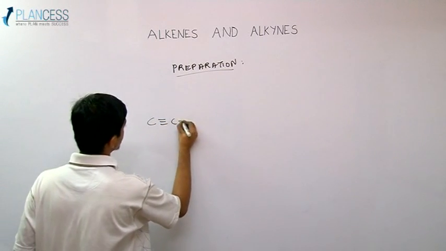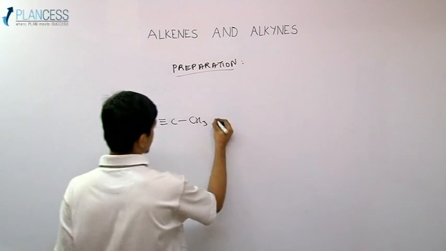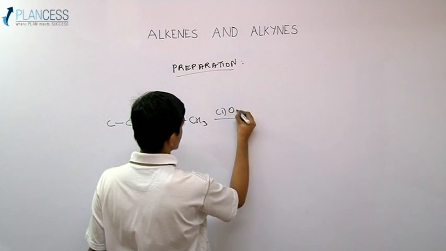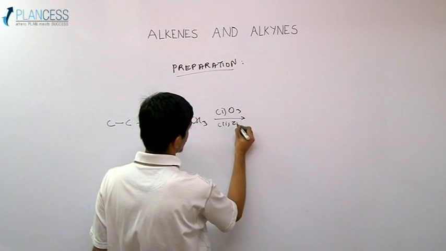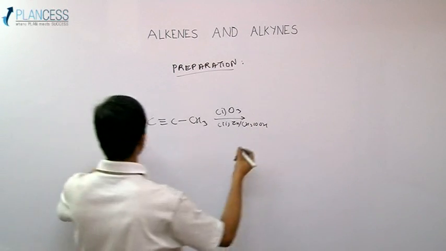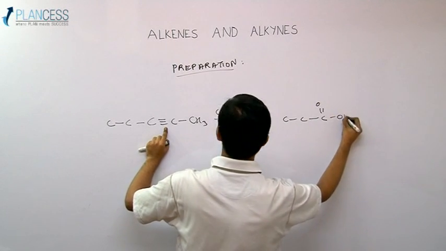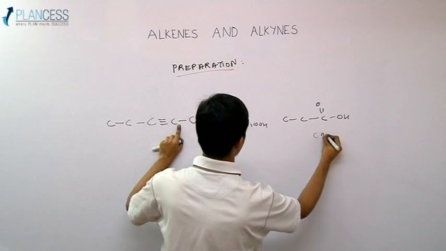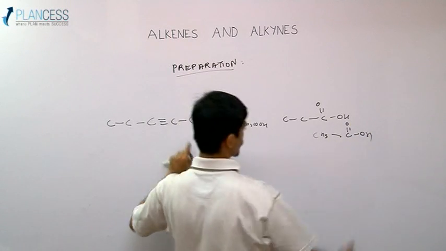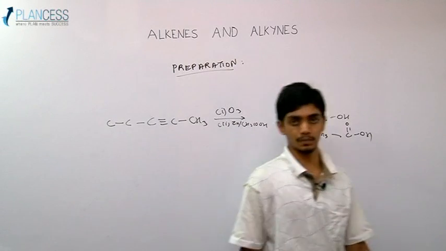C triple bond C, CH3, CC, and if you do the ozonolysis for this, what do you get? Reactants you must write: Zn and CH3COH. What we get is CCC double bond OH plus CH3 C double bond OH. So what we get is two molecules, one molecule of acetic acid and one molecule of propanoic acid.